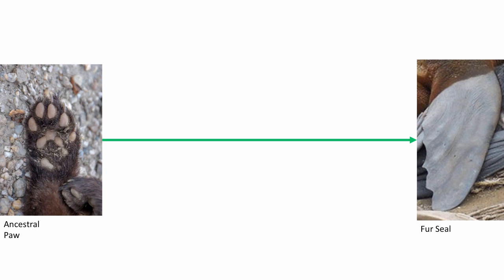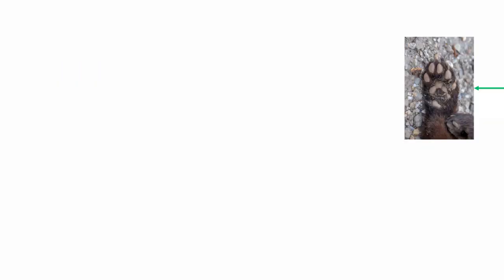But that's because you're looking at the beginning and end result, the ancestral paw and the seal's flipper. You're not seeing the entire picture, the small intermediate steps in between. So let's say we have a population, this last common ancestor, and a population of them begins to hunt on the shoreline. And as the generations go on, they start spending more and more time in the water.